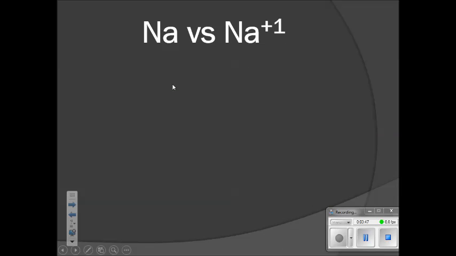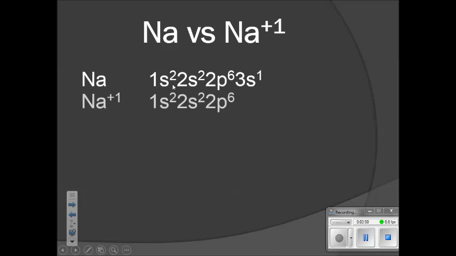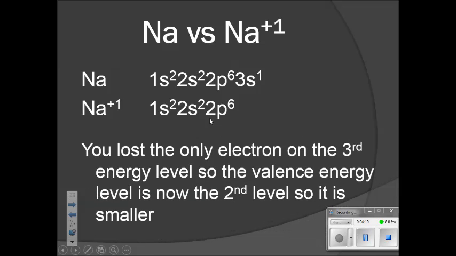So sodium versus sodium plus 1, the one I was just using as an example. So you see sodium has a 3s1 electron. Well, if we lose this electron, now the electron configuration is 1s2, 2s2, 2p6. The only valence electrons are on the second energy level now. You dropped a whole energy level. It has to be smaller. And that's just the rationale behind the majority of these and how they work. So you lost the only electron on the third energy level, so now the second energy level is going to be its smallest.